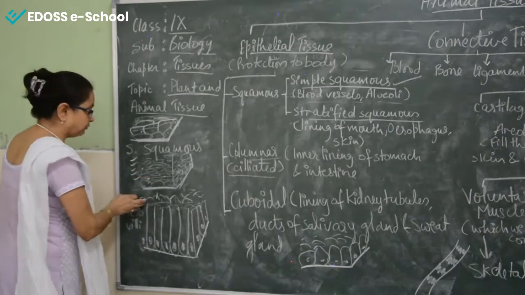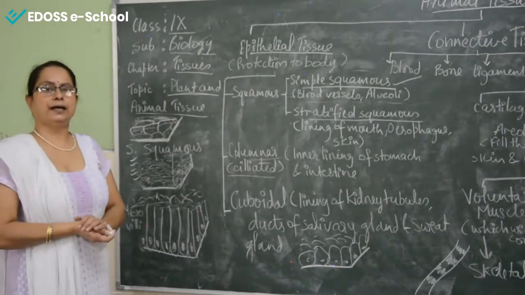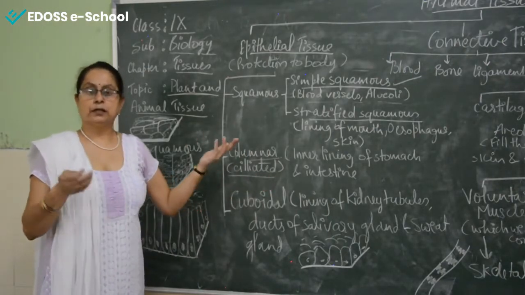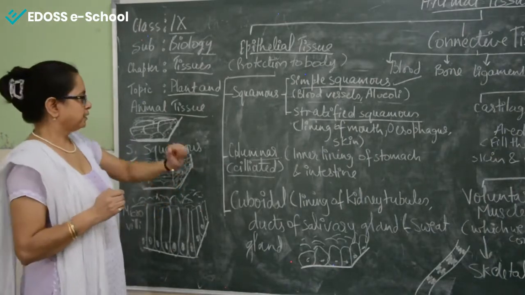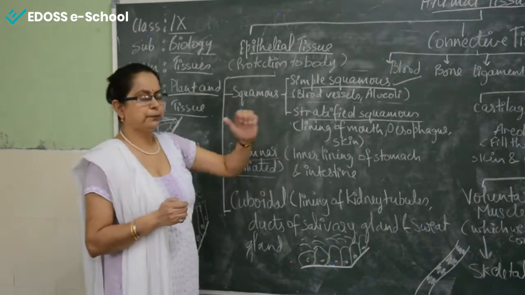And what is the function of these microvilli? These microvilli help in the absorption of food. Now where is the food absorbed? Everyone knows it is in the small intestine. So now the question has been asked, where is the columnar epithelium present?